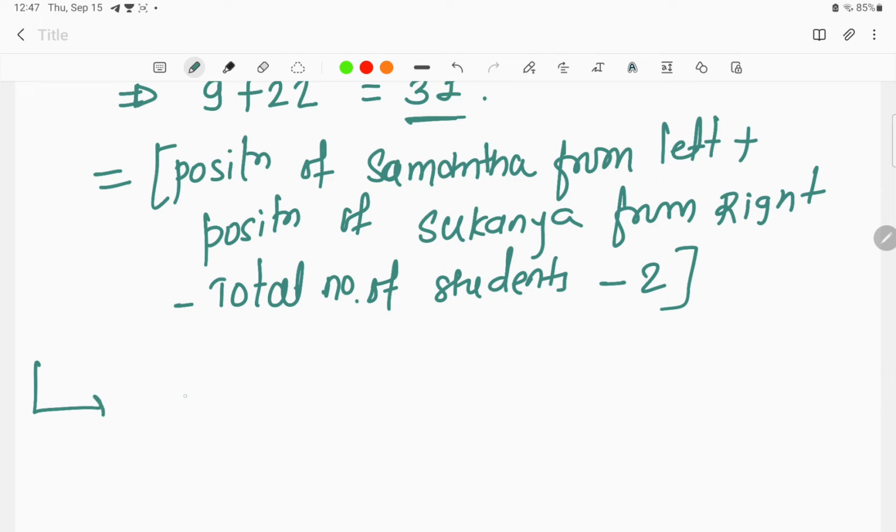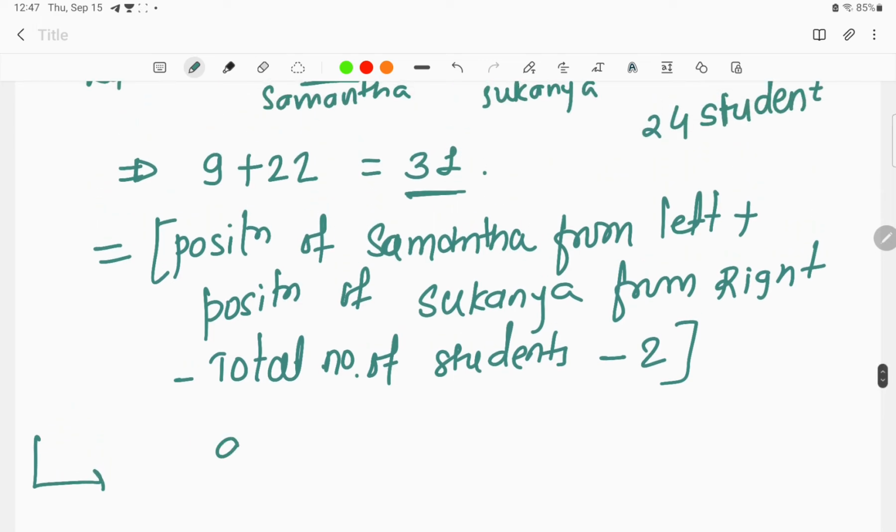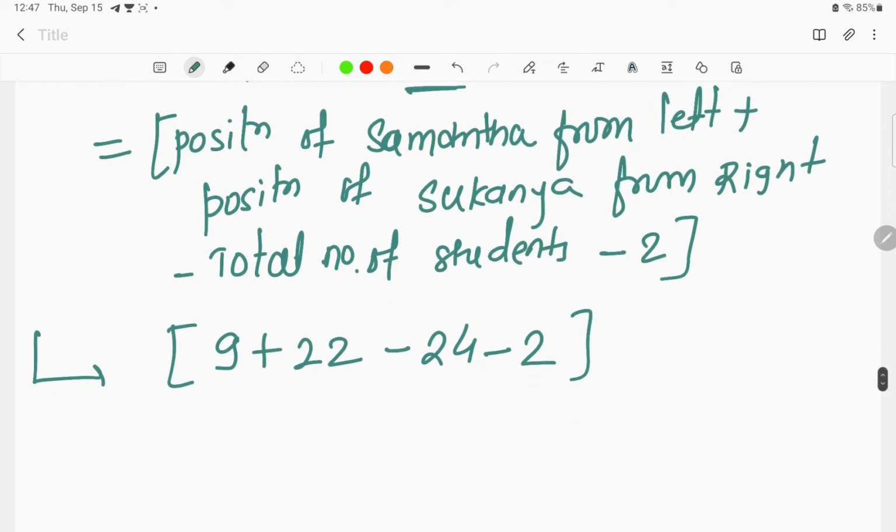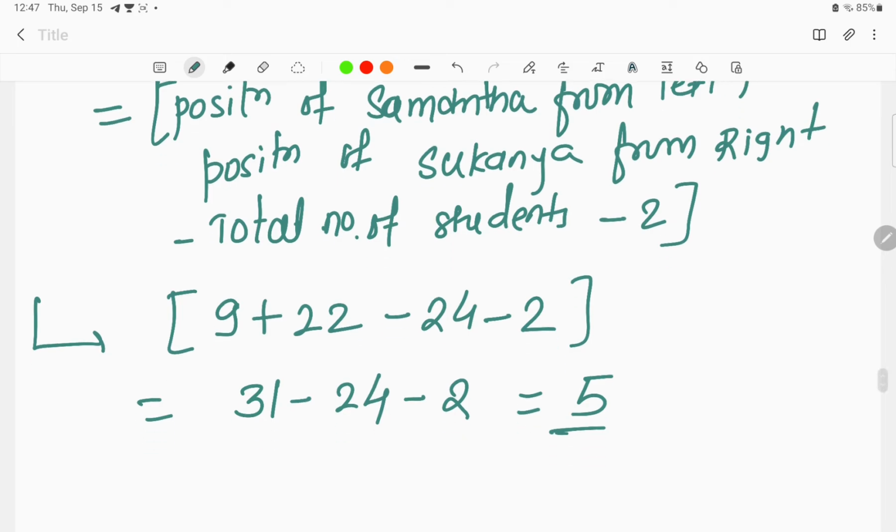So the position of Samantha is 9th from the left, and the position of Sukanya is 22nd from the right. So what we are doing here is subtracting 24, that is the 24 students, and then minus 2. Why have we taken minus 2 over here? Minus 2 for Samantha and Sukanya, as I told you. So basically 9 plus 22 minus 24 minus 2 will be 31 minus 24 minus 2. So basically the answer will be 5.